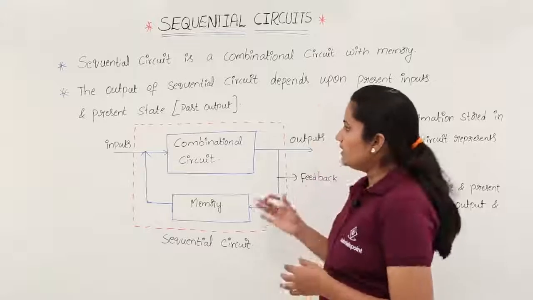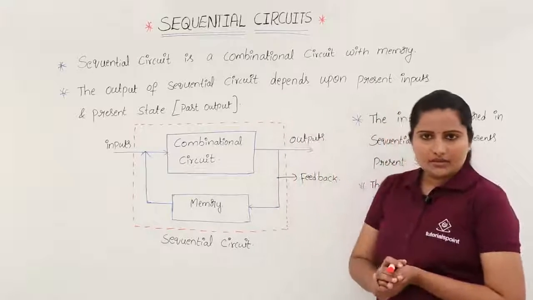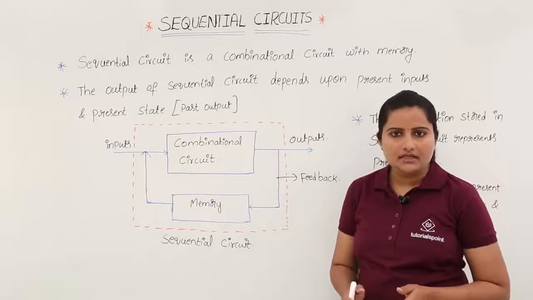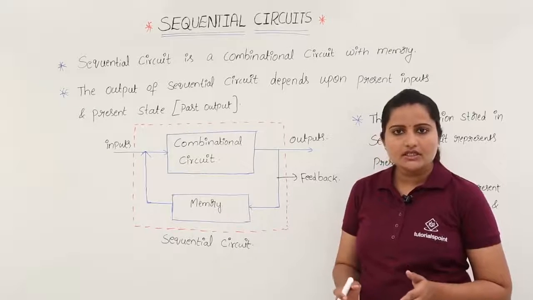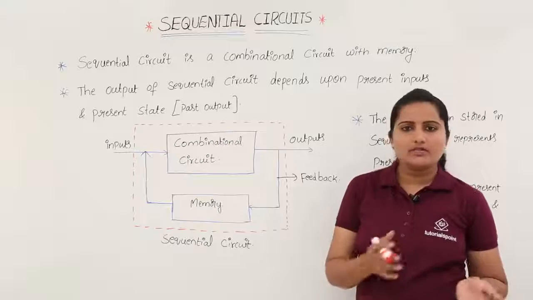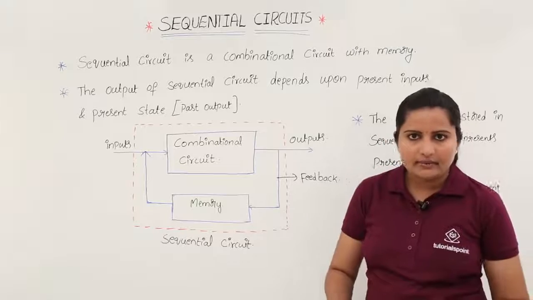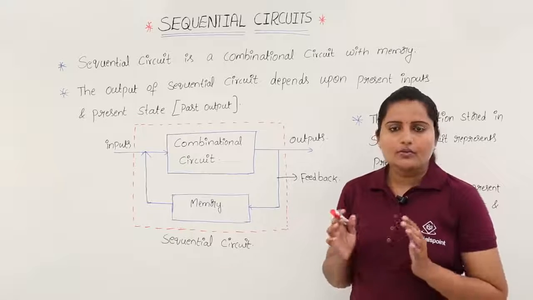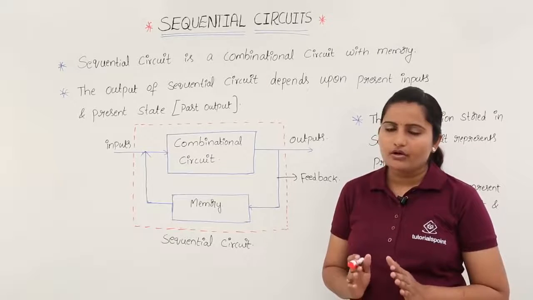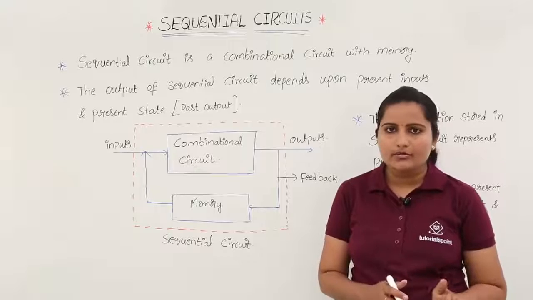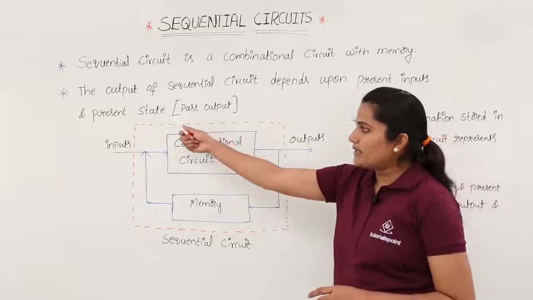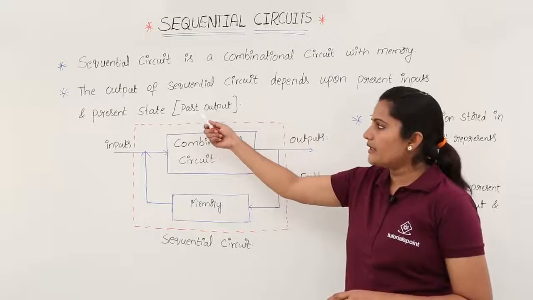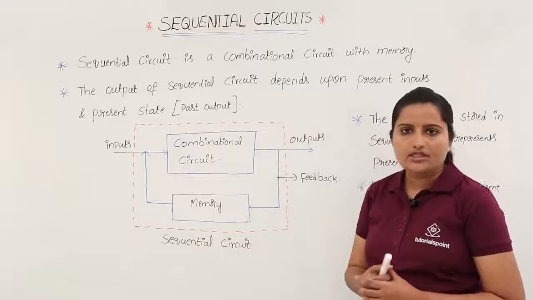The output of a sequential circuit always depends upon the present inputs and the present state. The present state of the machine is dependent upon past inputs only. We are in this state because of past inputs or past outputs. So, our sequential circuit output is dependent upon present inputs and present state, and that present state in turn depends upon past outputs or past inputs.